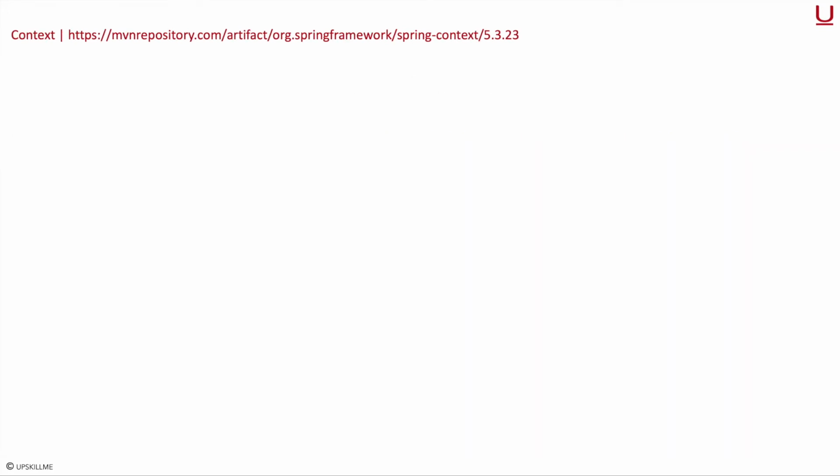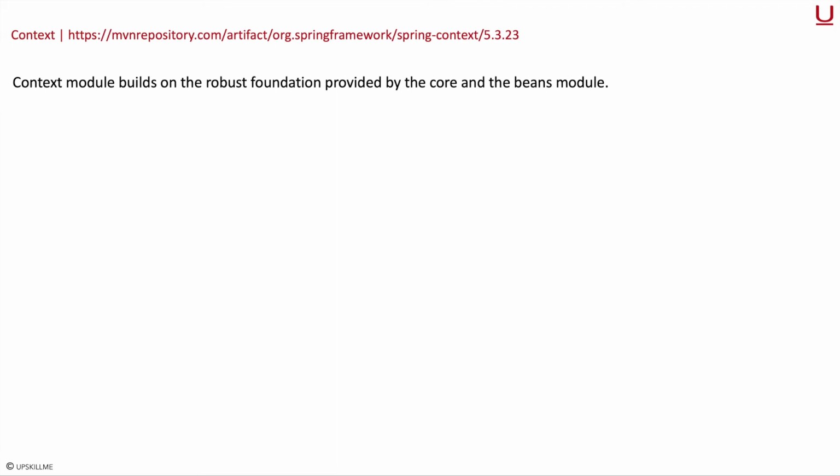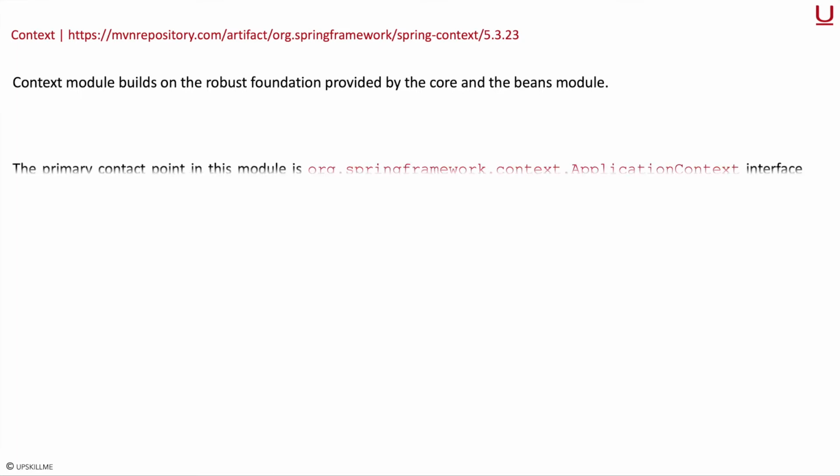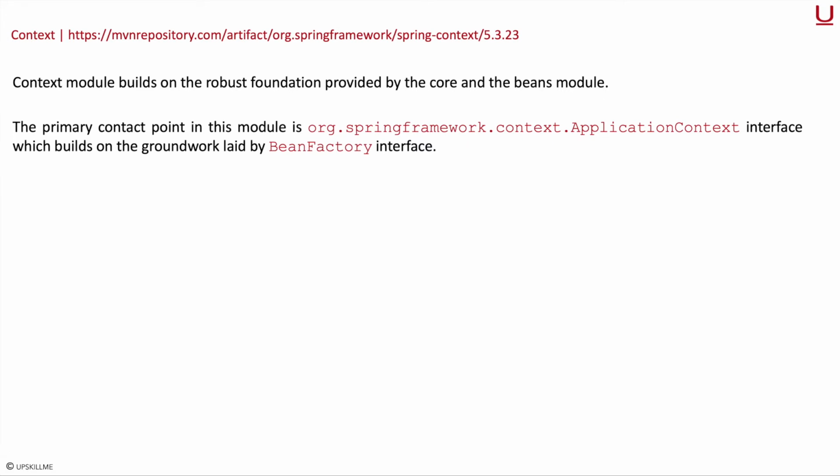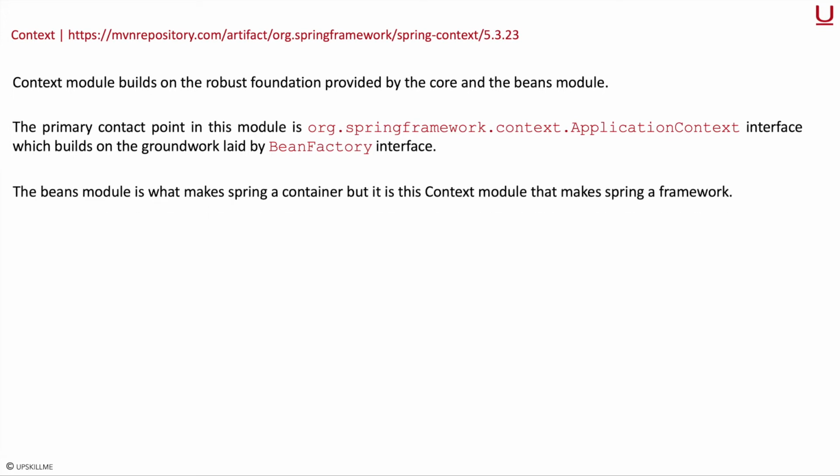Next one is Context module. Context module builds on the robust foundation provided by the core and Beans module. The primary contact point in this module is Application Context Interface, which builds on the groundwork laid by Bean Factory interface. The Beans module is what makes Spring a container, but it is this context module that makes Spring a framework.